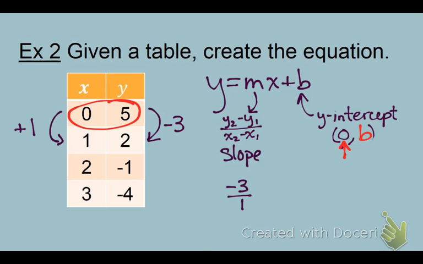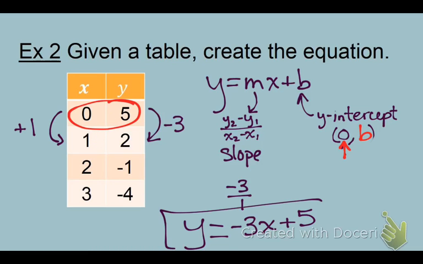Let's see what the equation will look like in the end. I'm going to repeat what I just said so that people at home can hear me. So y equals negative 3 times x plus 5. The negative 3 comes from the slope. The 5 comes from, well, what in the table was our y-intercept? Shabam.